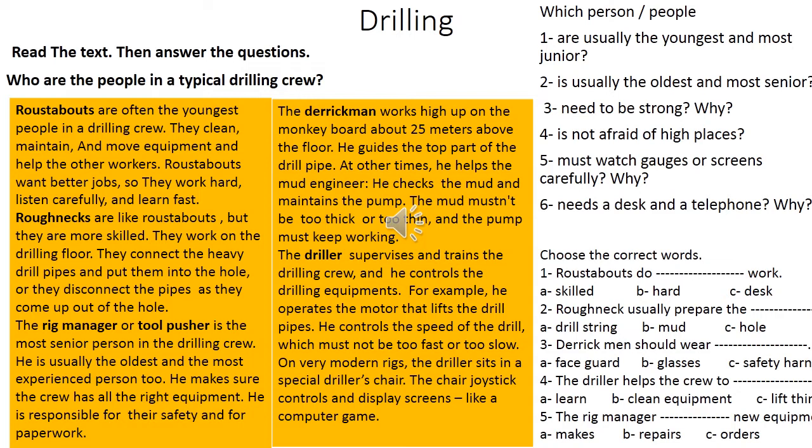Number 4. The driller helps the crew to A, learn, B, clean equipment, C, lift things. The answer is A, learn. Number 5. The rig manager, new equipment. A, makes new equipments, B, repairs equipments, C, orders new equipments. The answer is C, orders new equipments.